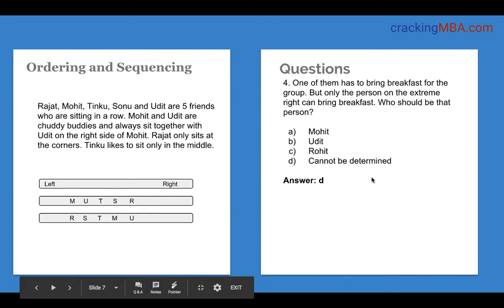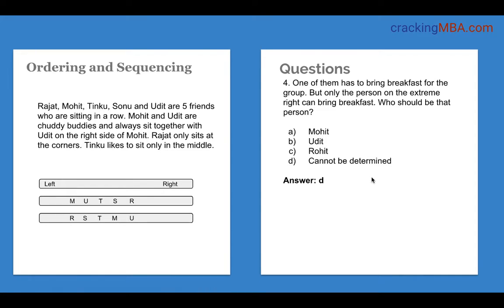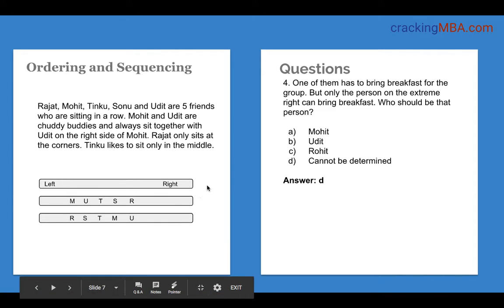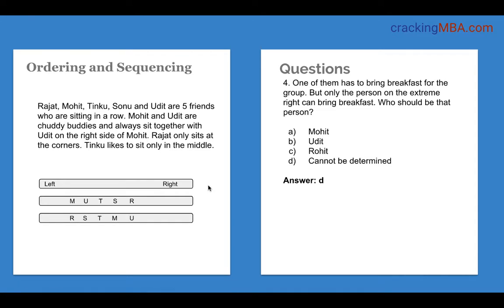Next question is, one of them has to bring breakfast for the group, but only the person on the extreme right can bring breakfast. So who should be that person? So basically the question is asking who sits on the extreme right corner of this group. So if we see that we have two different possibilities, but we don't know which possibility they're actually sitting in. Okay, so the answer to this is cannot be determined. It could either be Rohit or Udit, but we don't know for sure. So the answer is cannot be determined. Okay, so you need to be crystal clear on what is the seating arrangement to be able to answer this question.